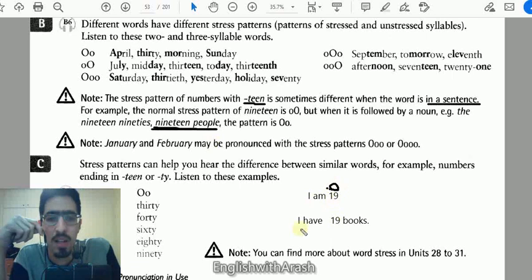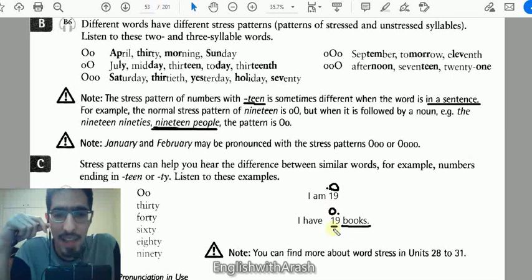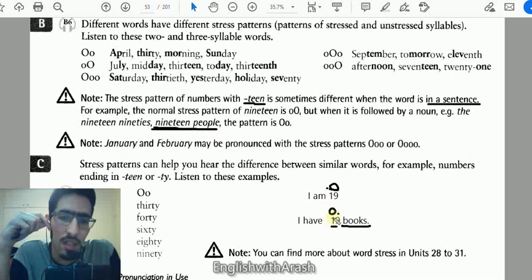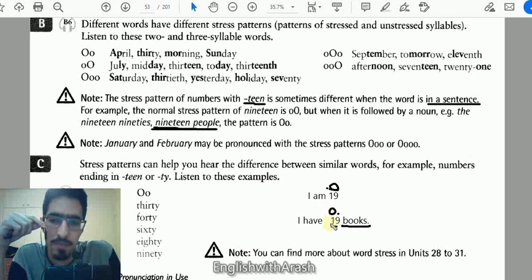I am 19. But when you have a noun after this, the book says usually stress goes on the first part. You say 19. So when a noun comes after this number, or 18, 15, all those teens, you put the stress on the first part. It's usually they do it. So I have 19 books. But even if you say I have 19 books, that's not a problem, so don't worry about it. But I just wanted to tell you that this was in the book.